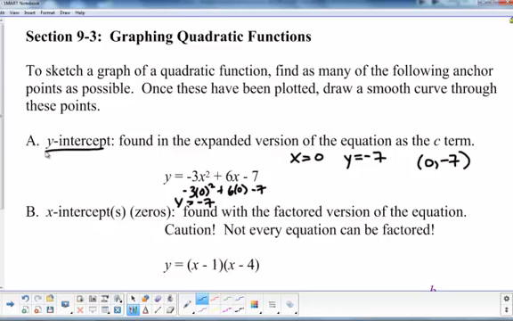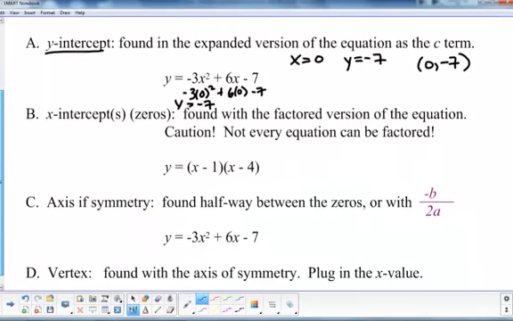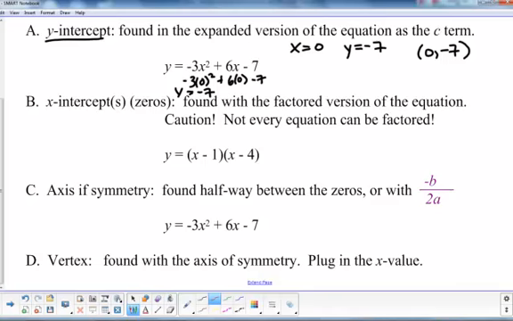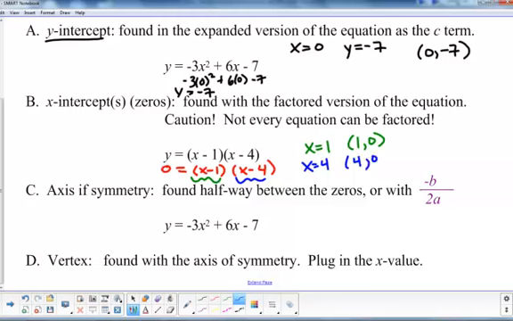Second point, different problem, is the x-intercepts. To find your x-intercepts, you're plugging 0 in for y and solving for x. So I want to know what makes each parentheses equal to 0. So this would be 1. So 1 gives 0. And this one would be 4. So 4 gives 0.